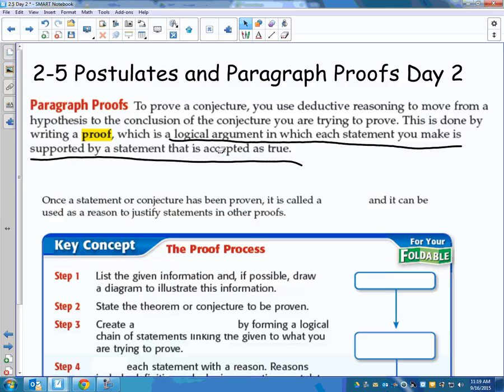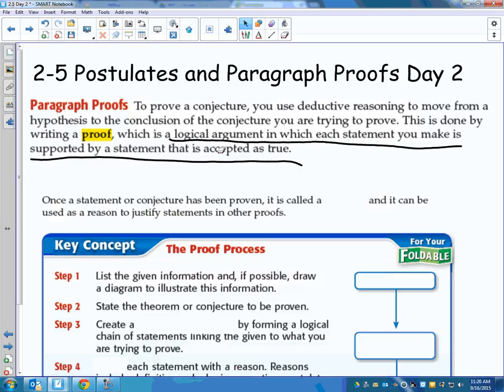A very important word there is a logical argument. Because I said so, right? It might work for your parents when they tell you to do something, yeah, but why not? Because I said so. In a math world, in a proof world, because I said so, or because it looks like it, that's not logical, all right?